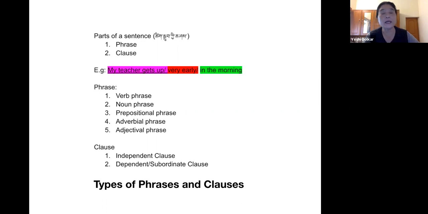All right. Now, next is the clause. A clause, there is what we call an independent clause and there is a dependent clause. Sentence, independent clause and a dependent clause. Another name for a dependent clause is also called subordinate clause. All right. So when you divide sentences into different structures, we use these two features.